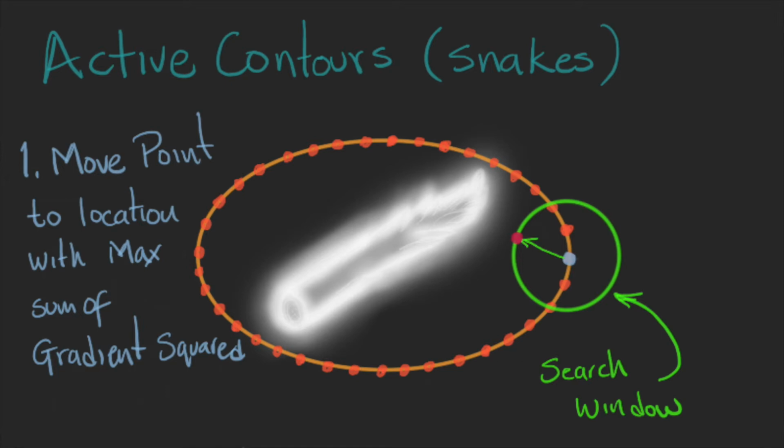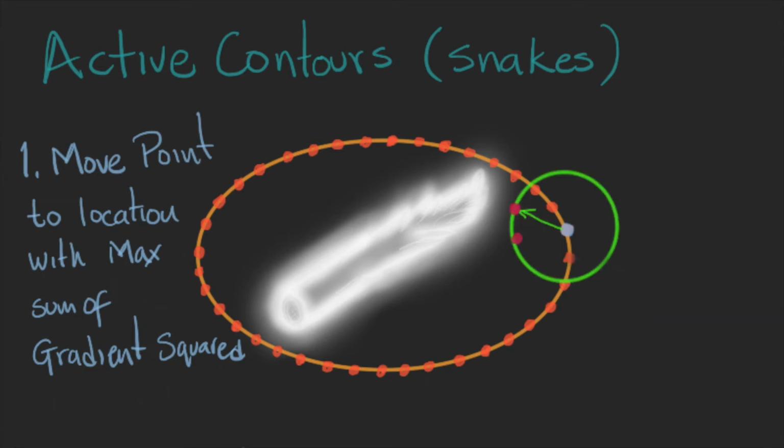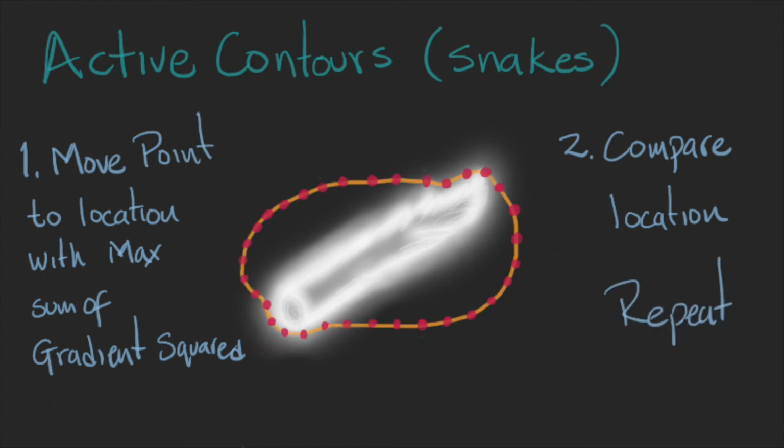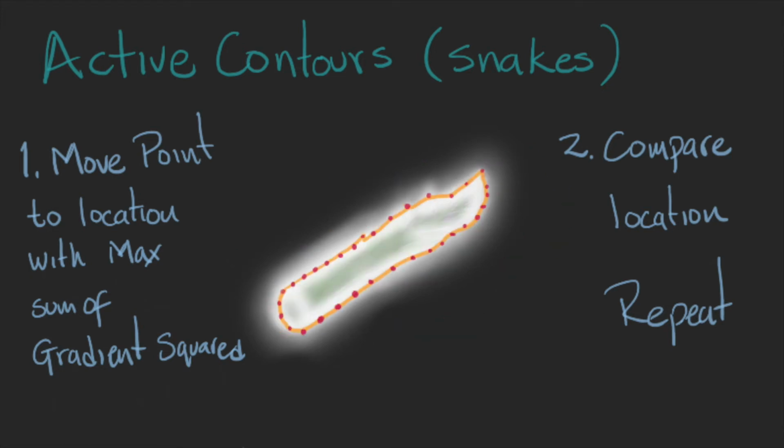Then the algorithm has two main steps. For each point in the contour, we will move the point to the location with the higher gradient magnitude value within a window. Then we compare the new location of each point with its previous one. And if the location changed, you go back to one and repeat. But if the location didn't change, then you are done.